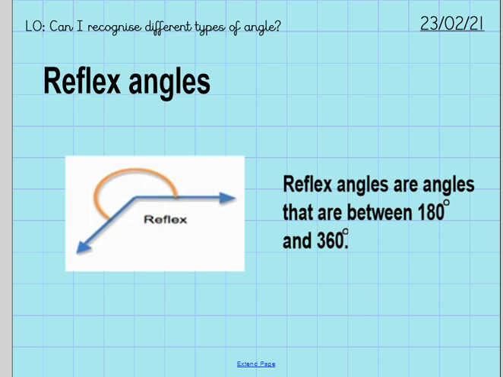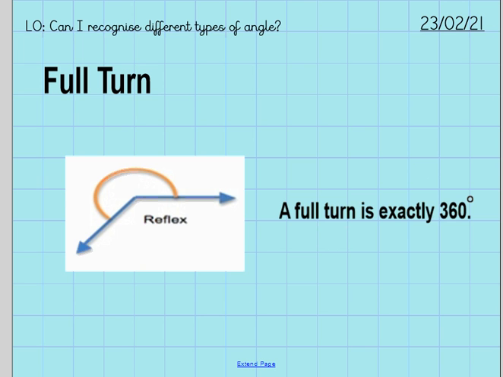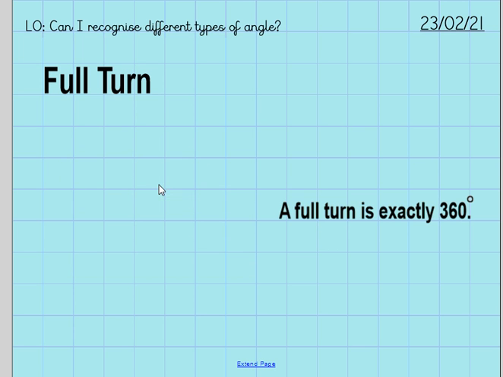And the final one is a full turn. So if we have got our center point here, if we were measuring the angle all the way round from here, all the way round and back to there, a full turn is exactly 360 degrees.